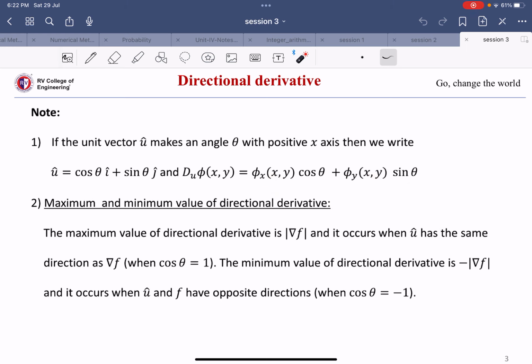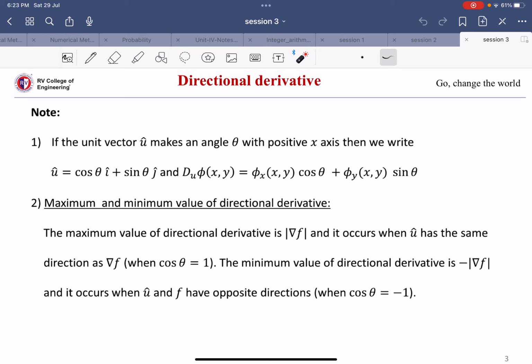What is the maximum and minimum value of the directional derivative? This is a very important point to be discussed. The maximum value of the directional derivative is magnitude of gradient f, and it occurs when u cap and gradient of f are in the same direction, that is when cos theta is equal to plus 1.